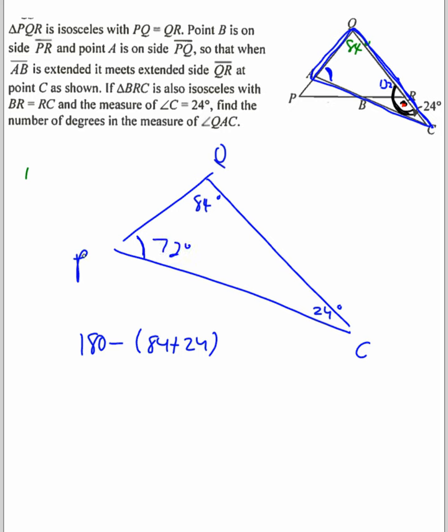And that will give you, whoops, that's not a P, that one's A. That will give you the angle QAC. That's right there. The angle from Q to A to C will be 72.